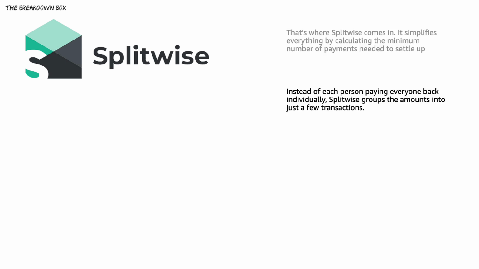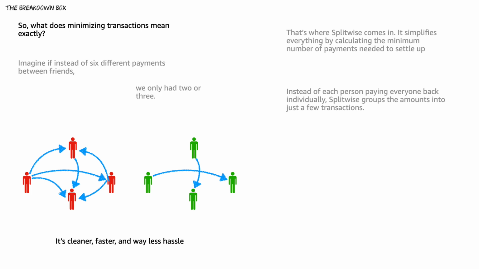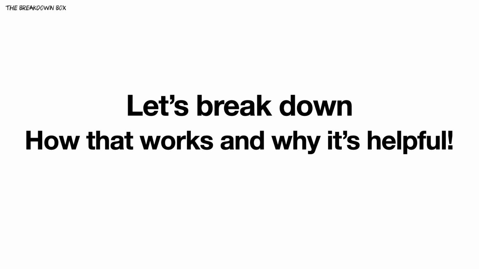And that's where Splitwise comes in. It simplifies everything by calculating the minimum number of payments needed to settle up. Instead of each person paying everyone back individually, Splitwise groups the amounts into just a few transactions. So what does minimizing transactions mean exactly? Imagine if instead of 6 different payments between friends, we only had 2 or 3. It's cleaner, faster and way less hassle. Let's break down how that works and why it's useful.